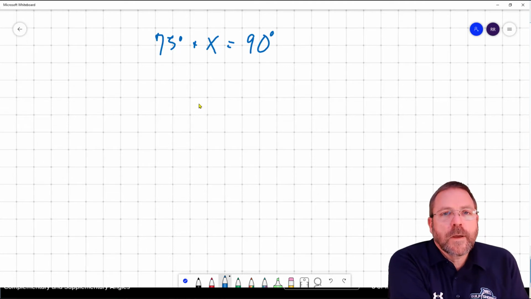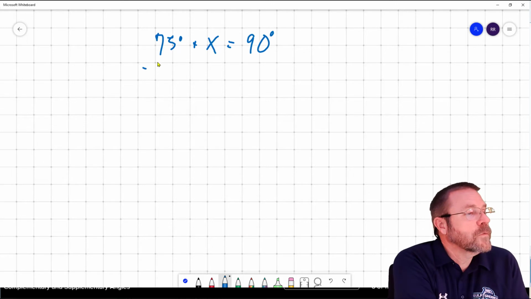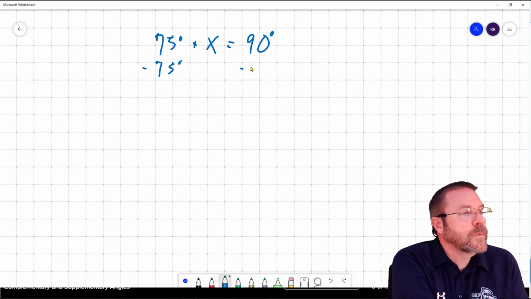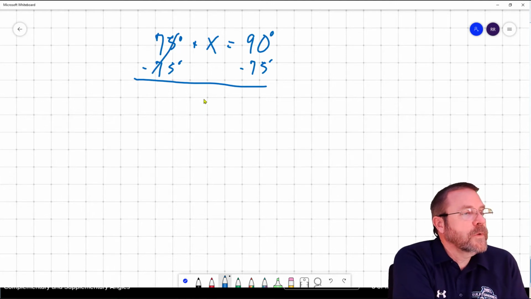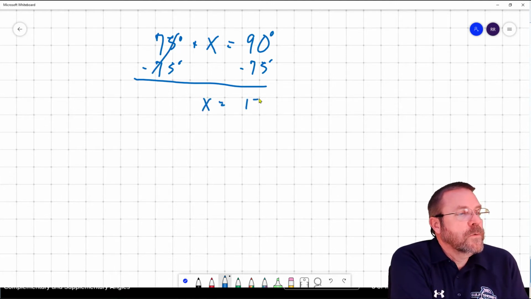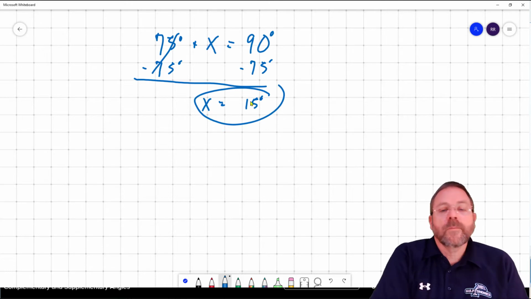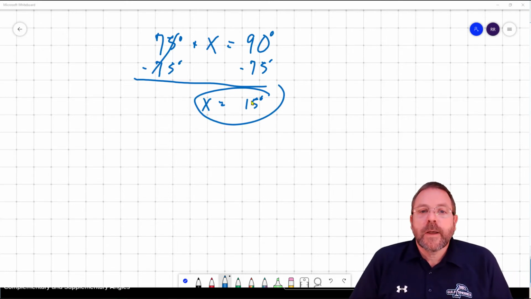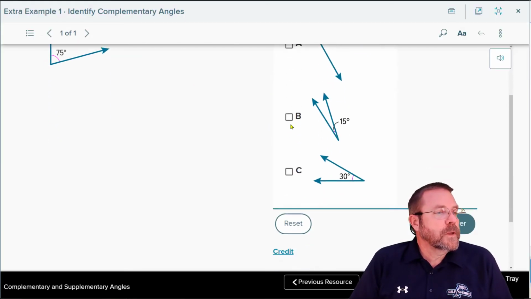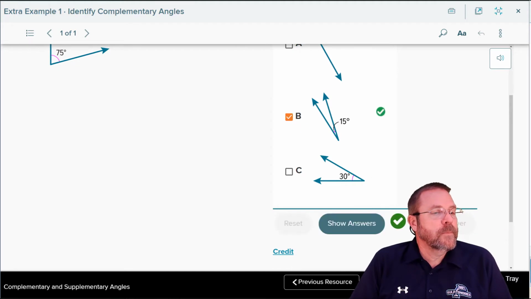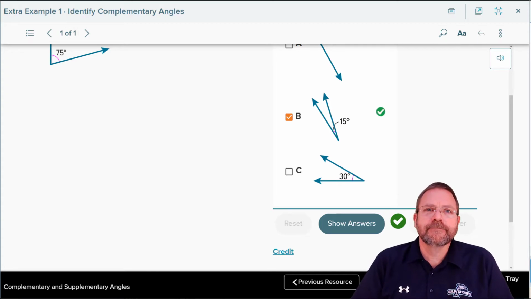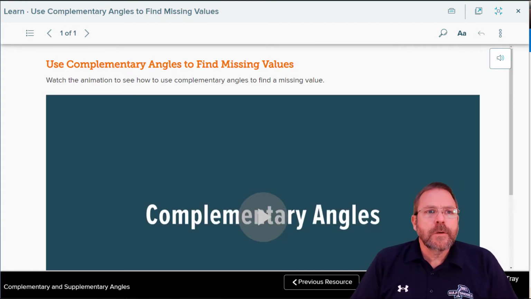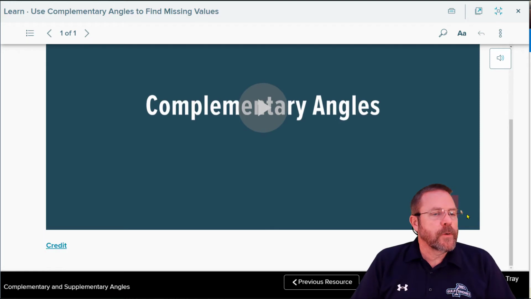We're going to use our algebraic processes to isolate the variable. We're going to subtract our 75 degrees from both sides. Those, of course, are going to zero out on the left, leaving x equal to 15 degrees for our final answer. So we'll jump back over to here, and which one of these is it going to be? It's going to end up being B, because 15 degrees plus 75 degrees is equal to 90 degrees. Now we get to watch a nice little video about complementary angles.